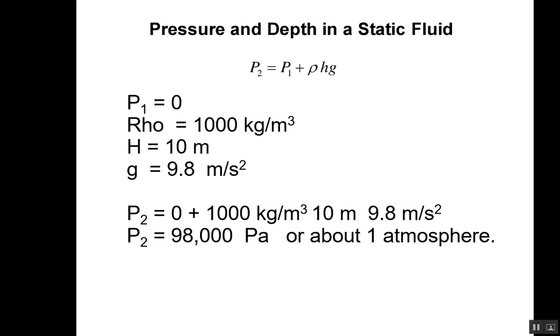Rho, which is our density, is 1,000 kilograms per meter cubed. The height difference is 10 meters. Of course, g is 9.8 meters per second squared. So let's plug it all in. Pressure 2 equals pressure 1 plus we're going to multiply these 3 quantities together. And we're going to get about 100,000. We round it up. It's about 100,000 pascals.